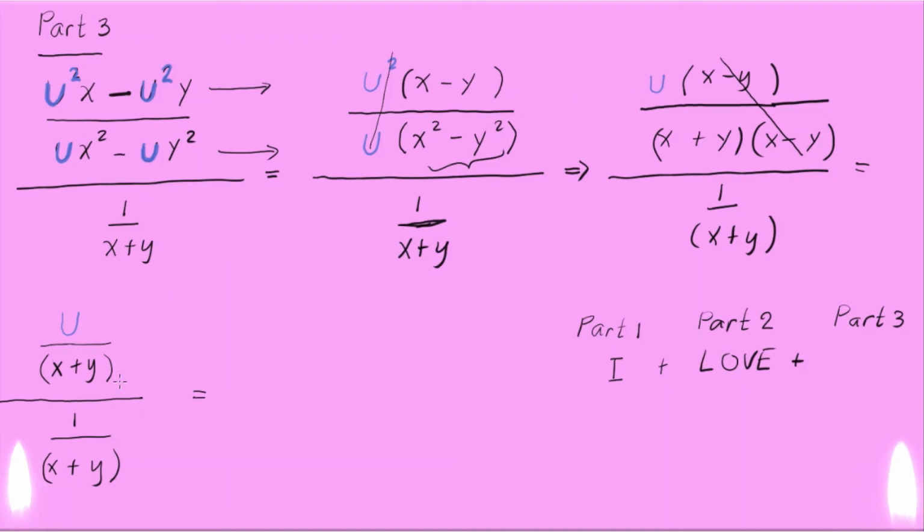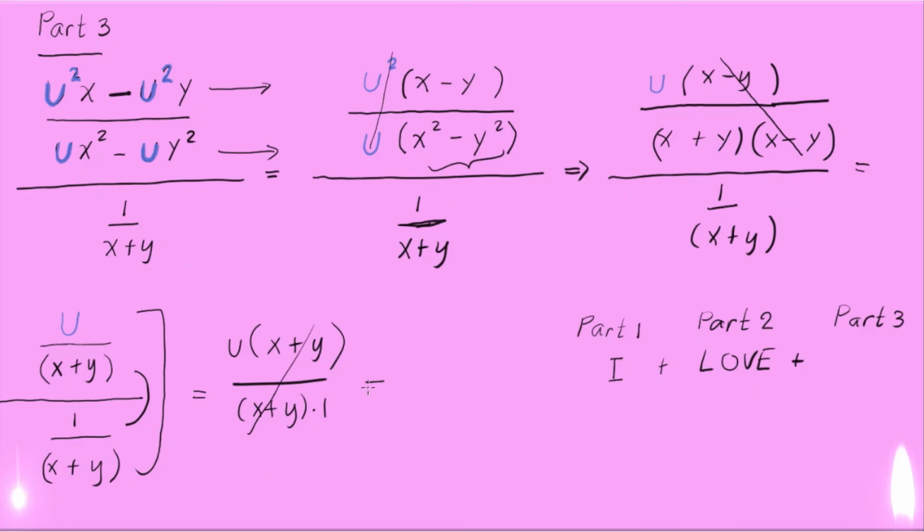Now, to simplify this complex fraction, again, we can use this technique, outer times outer. So that's u times x plus y, all over inner times inner, which is x plus y times 1. And x plus y can be cancelled, and the final answer is going to be u. That's the hidden message for Part 3.